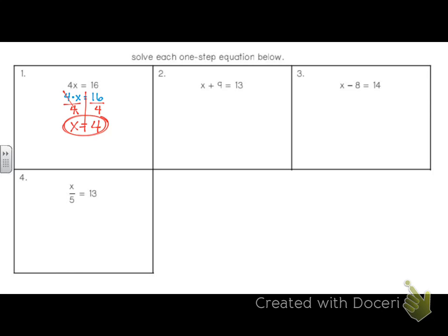Now if I'm looking at x plus 9 equals 13, again I'm going to draw my line so I can help keep my equation balanced. So now the operation that needs to be undone to get x by itself is plus 9. So to undo adding 9, I'm going to subtract 9. And if I do it to one side, I must also do it to the other to keep it balanced. So I'm not changing any values here. So now I'm left with x on this side equals 13 minus 9 is 4. So again, x equals 4.